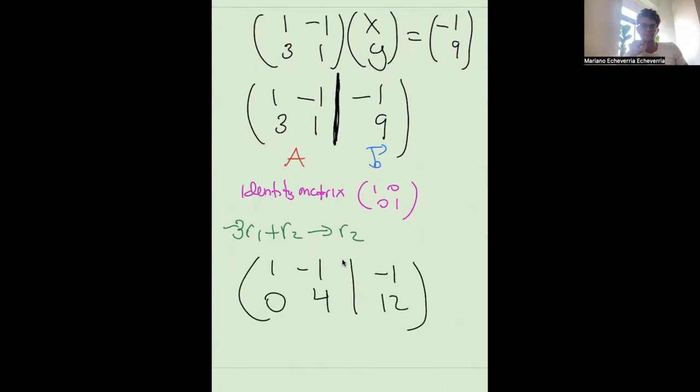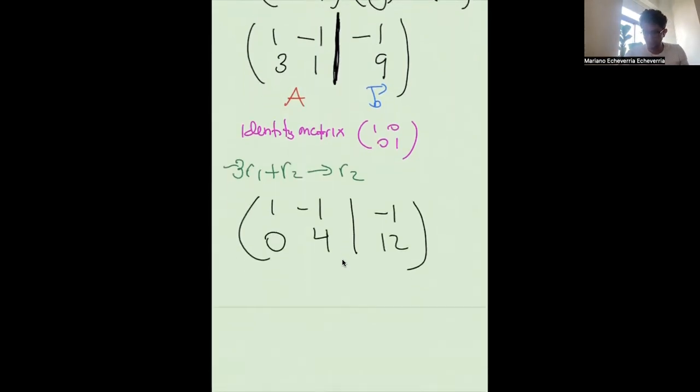Is that making sense? So, and then again, our goal is to make this as much as possible into the identity. So now what you would like to do is to put a 0 here, and you would also like to put a 1 here. Now you have to deal with the column.